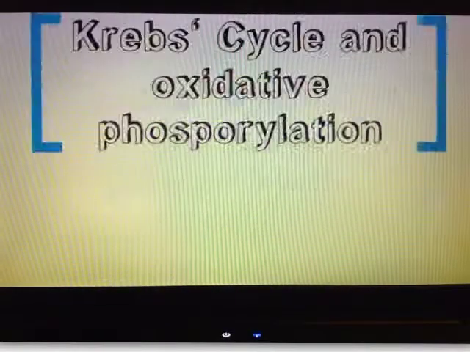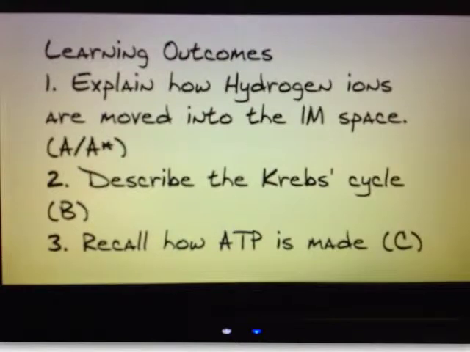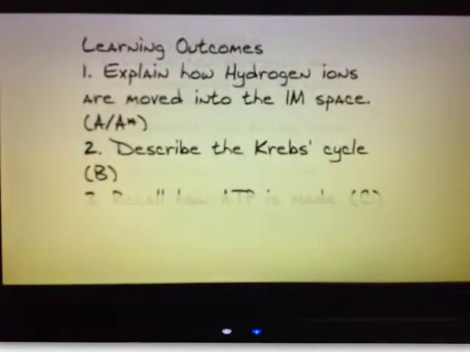Okay, it's lesson 2 of respiration: Krebs cycle and oxidative phosphorylation. Outcomes for today: explain how hydrogen ions move into the intermembrane space, that's for A and A star. Secondly, describe the Krebs cycle, which is for B grade, and thirdly, recall how ATP is made.